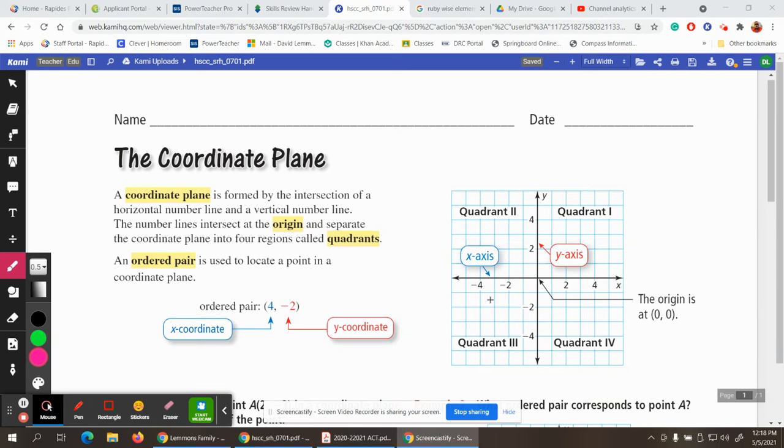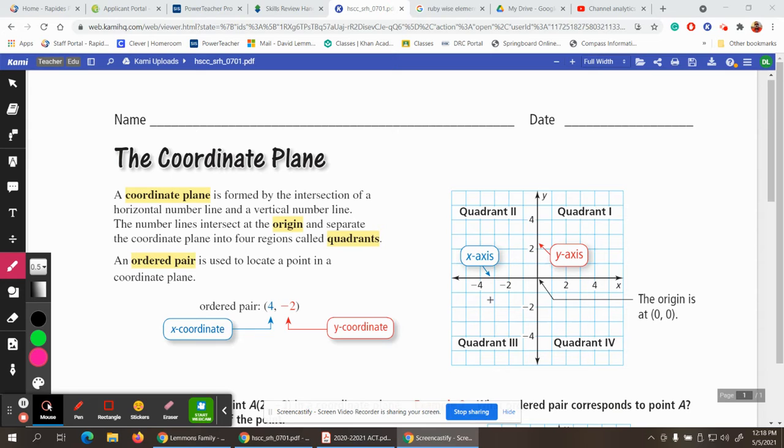All right, so we're back to talk about the coordinate plane. A coordinate plane is formed with the intersection of a horizontal line and a vertical line. The lines that intersect are called the axes, and they meet at the origin and separate the coordinate plane into four quadrants. Okay, so let's take a look here.